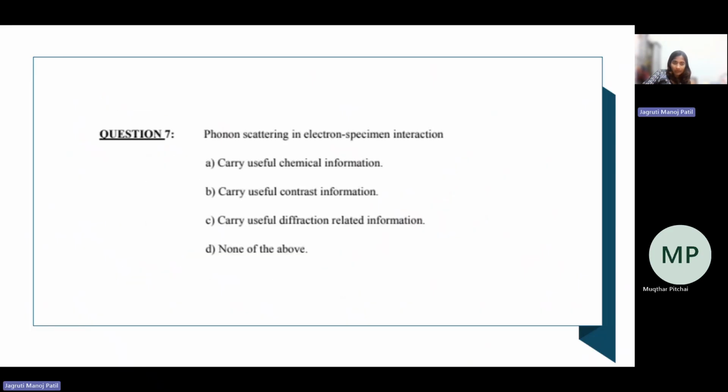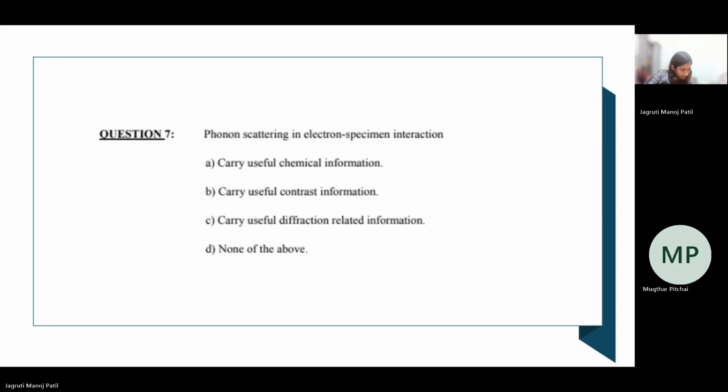Okay. So this we didn't see, but we do know about it because we have discussed. So there's phonon scattering. Don't look at the term, but in electron specimen interaction, what information will it give you about the chemical contrast? So just remember which particular shell it was coming from. So is it chemical, is it contrast, or is it diffraction? Phonon, it is happening at what stage?